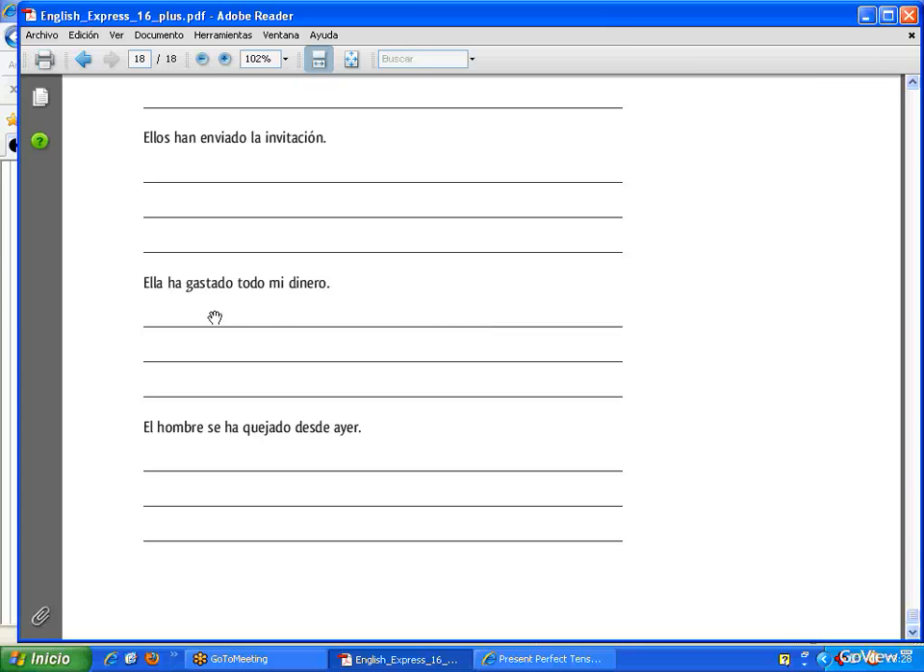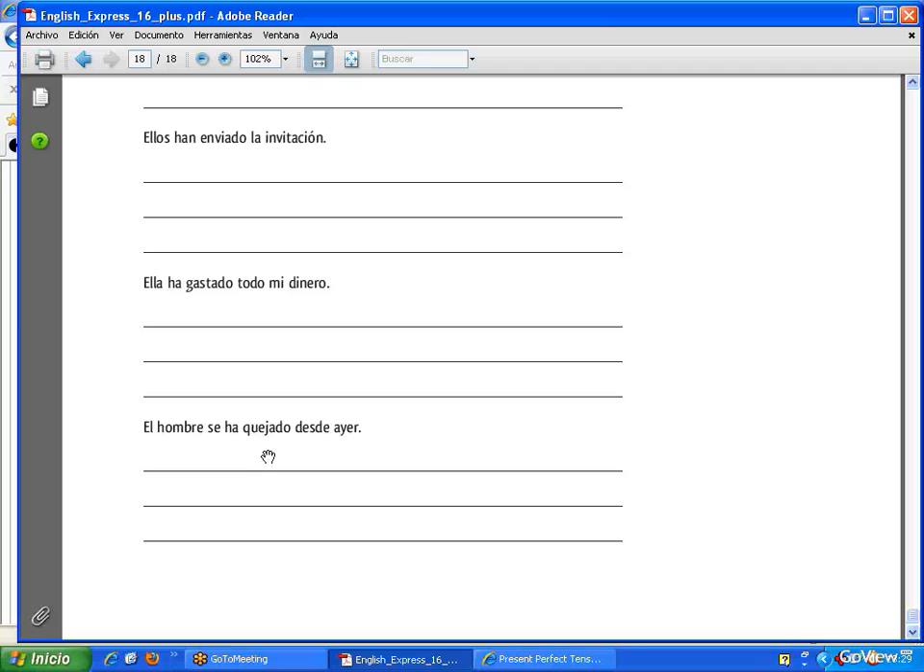The man has quejado, complained, quejado, since yesterday. The man has complained since yesterday. I think quejado is complained. Yeah. Or is it stayed? Let me look in the dictionary, because I don't always get it right. Yeah, the man has complained since yesterday. He hasn't stopped complaining.